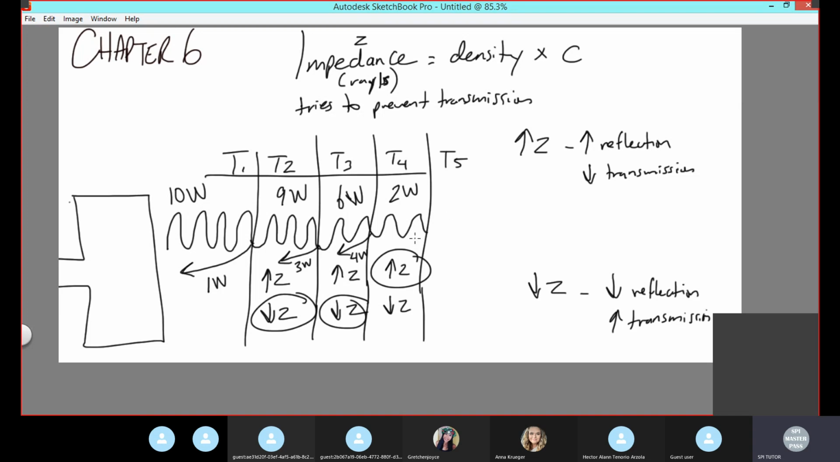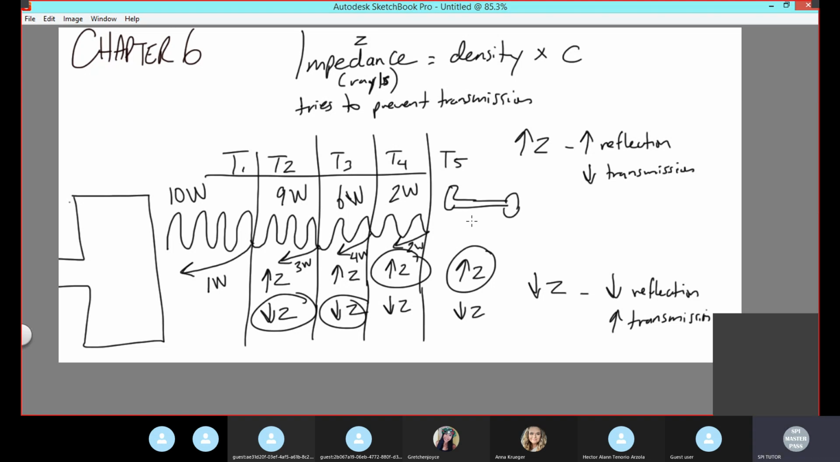And in tissue 5, let's say that 2 watts were sent back. Nothing went through. This will also be high impedance because nothing went through. And this is normally what happens with bone. Bone doesn't let anything go through. Everything gets sent back. And that's how you end up getting a shadow.